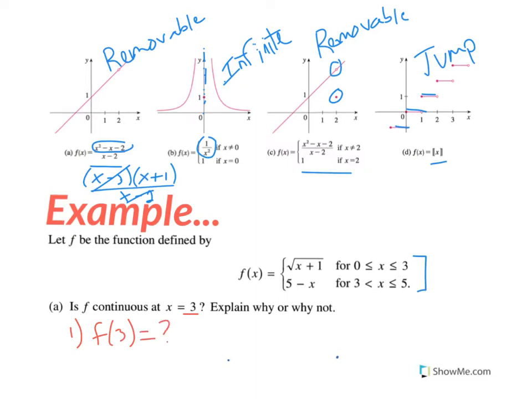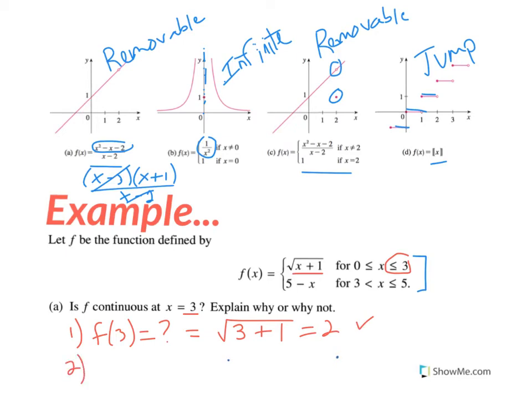If we're evaluating f of 3, we're going to evaluate it where it's equal to 3, and notice it's the square root of x plus 1, so f of 3 is going to be the square root of, by direct substitution, 3 plus 1, which is 2. So yeah, it does exist. So step 1's true. Step 2 is, does the limit exist?